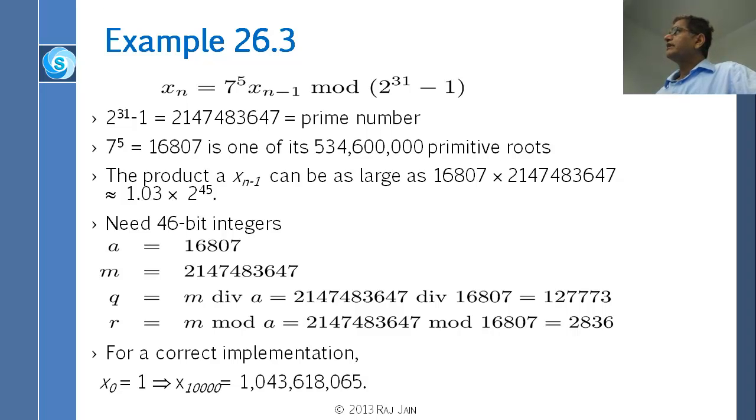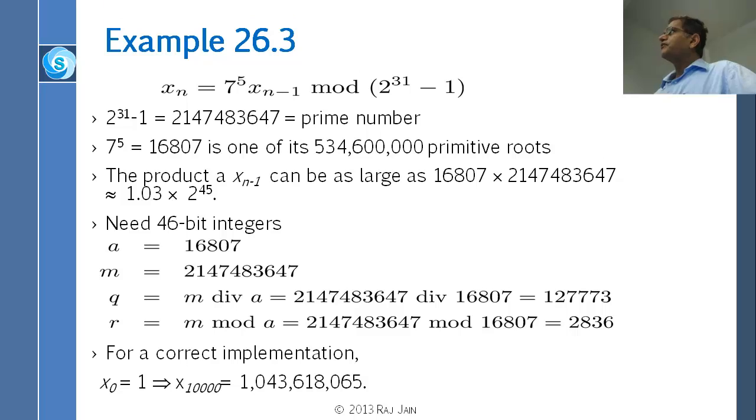And 16807 is one of its primitive roots. Somebody wrote a program, figured out how many primitive roots there are, and this is one of those 534 million primitive roots. All right, so this is good. Now, all we want to do right now is to implement this thing.